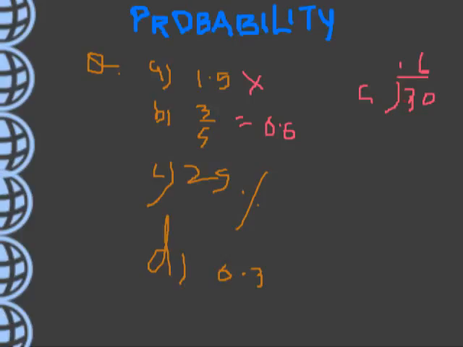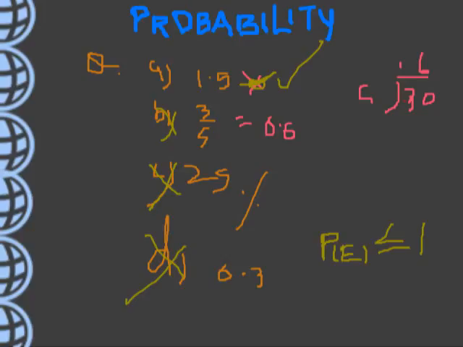Sorry for the previous thing. The probability of an event can be anything from 0 to 1; it can never be greater than 1. The probability of a sure event is 1. So here, 1.5 is the correct answer, because it is greater than 1. 3 by 5 is less than 1, 25% is also less than 1, and 0.3 is also less than 1. So these are not the answers. This one, 1.5, is the correct answer.